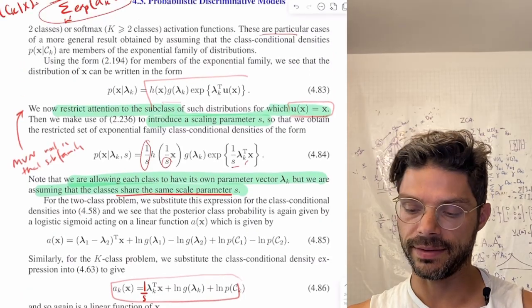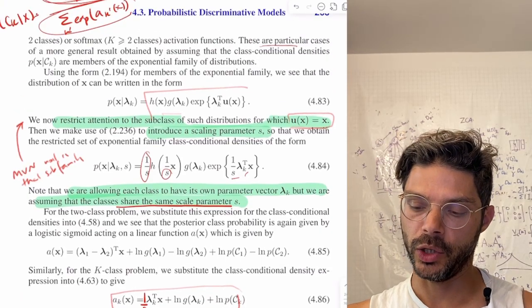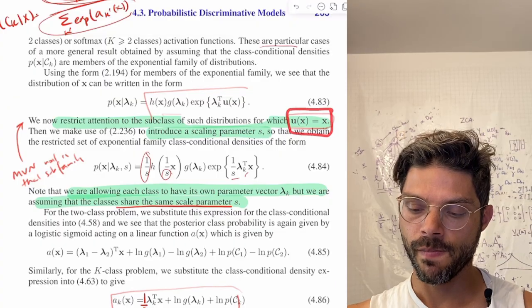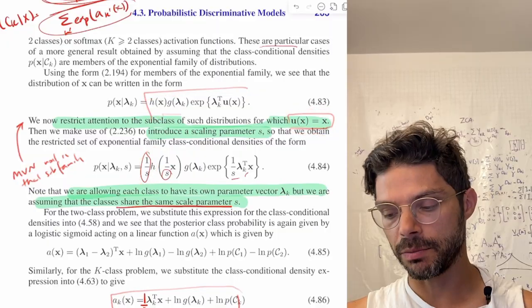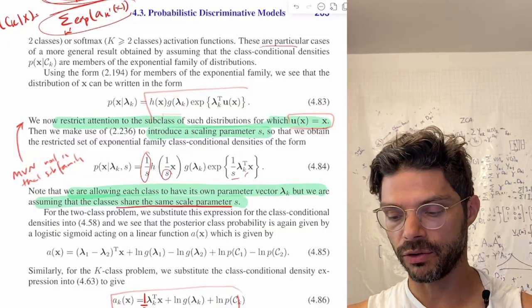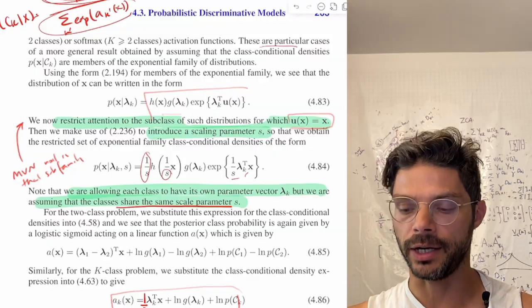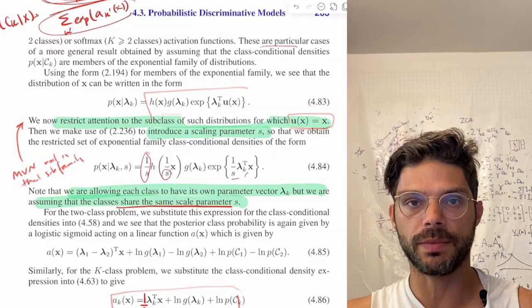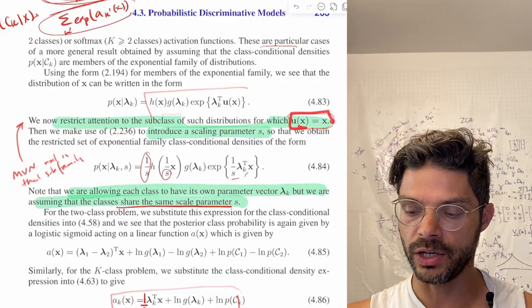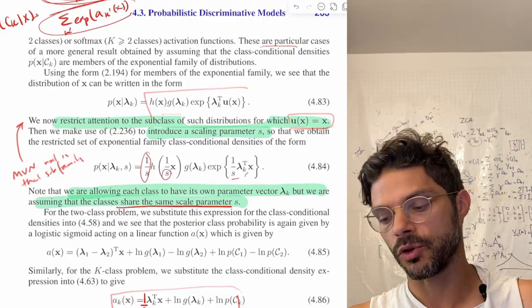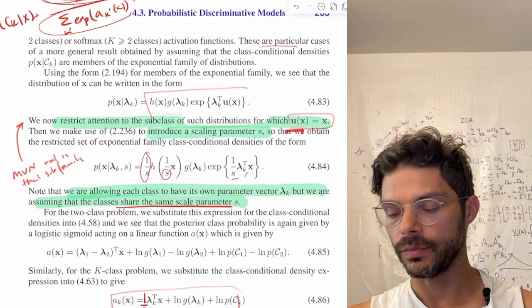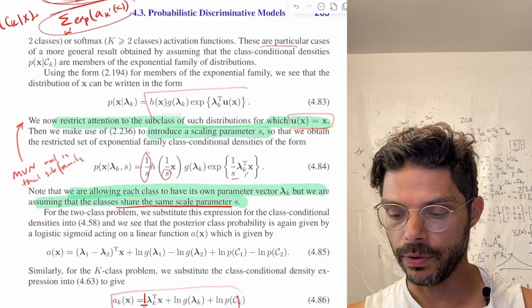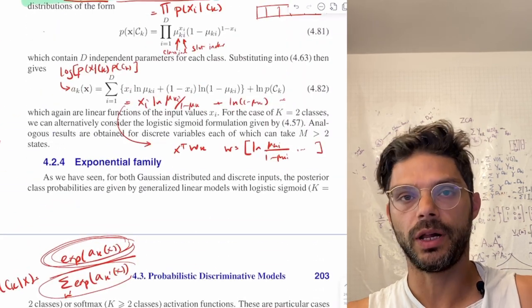So just to say, if we look at this particular setting of the exponential family, and we can even add a scaling parameter, we can still get linear decision boundaries. You can also get linear decision boundaries when u of x is not equal to x, if you make additional assumptions that cancel out the nonlinear terms in u of x. Okay, good. I think that is all I want to talk about here.